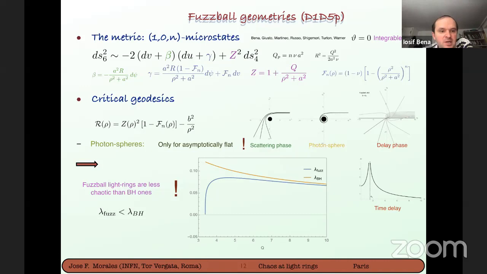Okay. I have a question. This lambda for the fuzzball, is it independent of the length of the throat? You know, some fuzzballs have a throat which is very long, some have a throat which is very shallow. The ones which have a very long throat, for example, are very, very similar to the black hole. Yes, this is a good point. You are saying when A is very small, you are very close to the black hole situation.